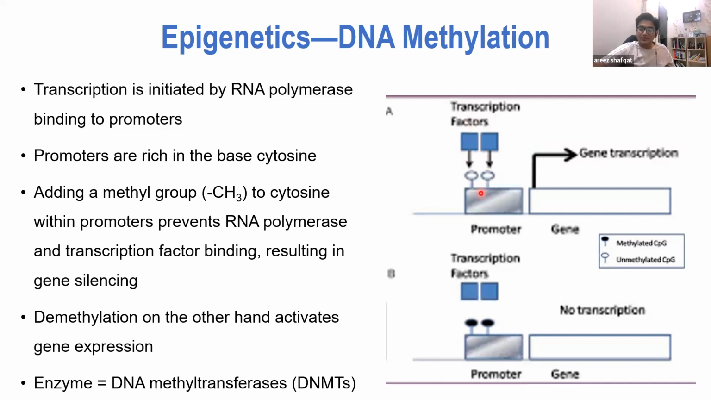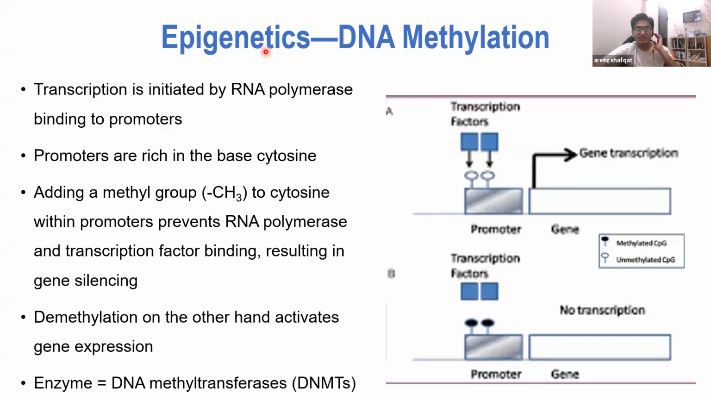Now, this is a better diagram explaining it. You have a promoter here, you have the gene here, you have the cytosine residues here. They are unmethylated. So you have transcription factors binding to these promoters, and then RNA polymerase binding to this whole complex, which causes gene transcription. When you methylate these cytosine residues, the transcription factors don't bind, and so RNA polymerase also doesn't bind. And so there's no transcription.